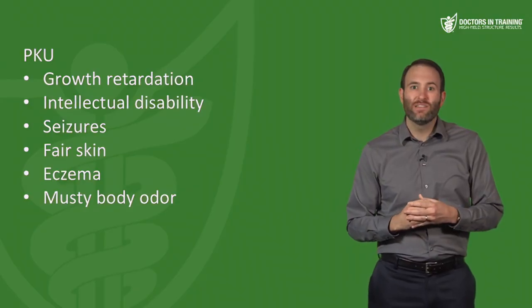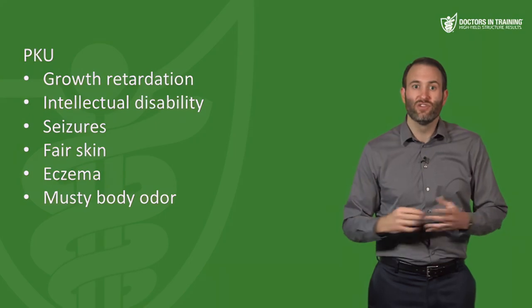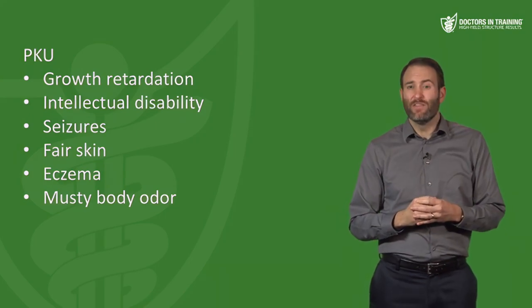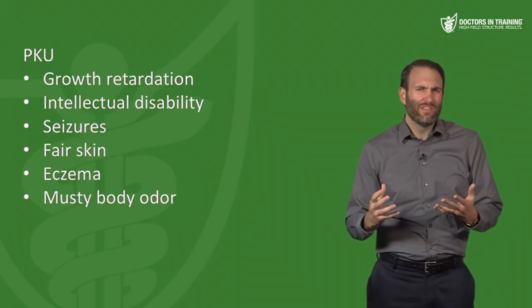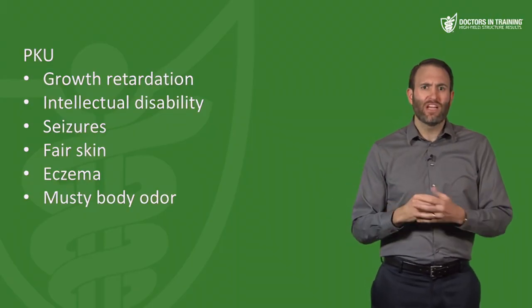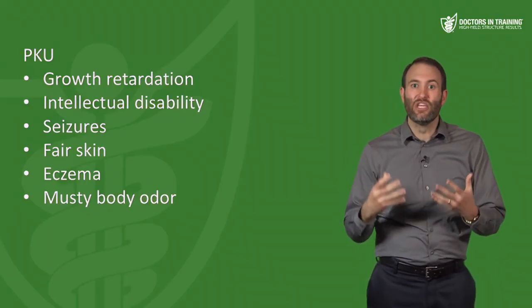Now, PKU is a disease that you want to diagnose as soon as possible so you don't get these manifestations. So for this reason, we actually screen infants at 2 to 3 days of life, very early on. Now, why can't you screen these infants just right at birth or prior to birth? Well, you have to actually wait for these phenylketones to build up to a certain measurable level in the urine.